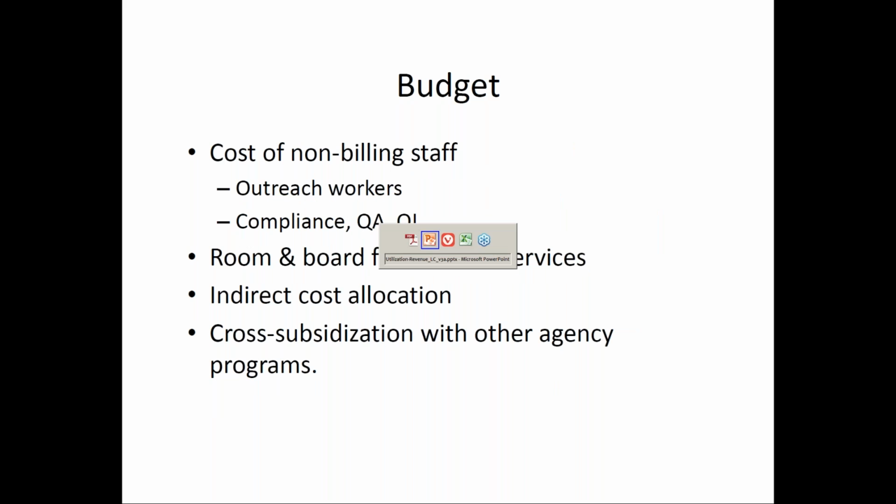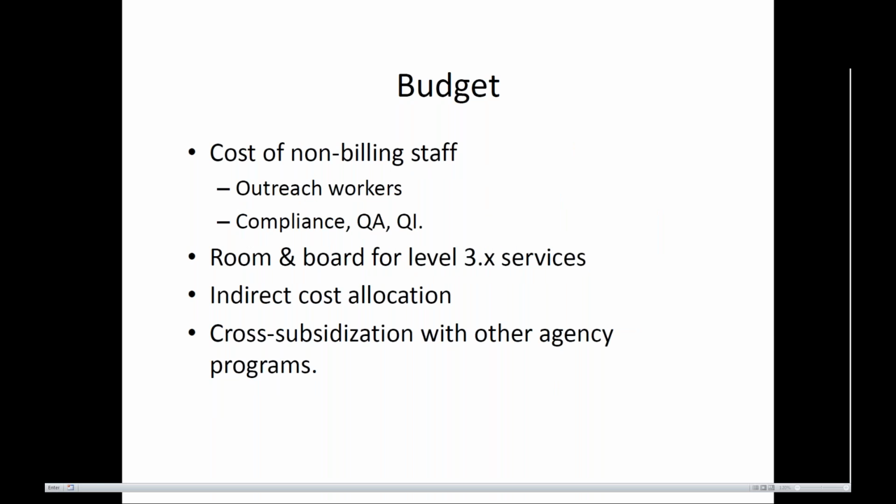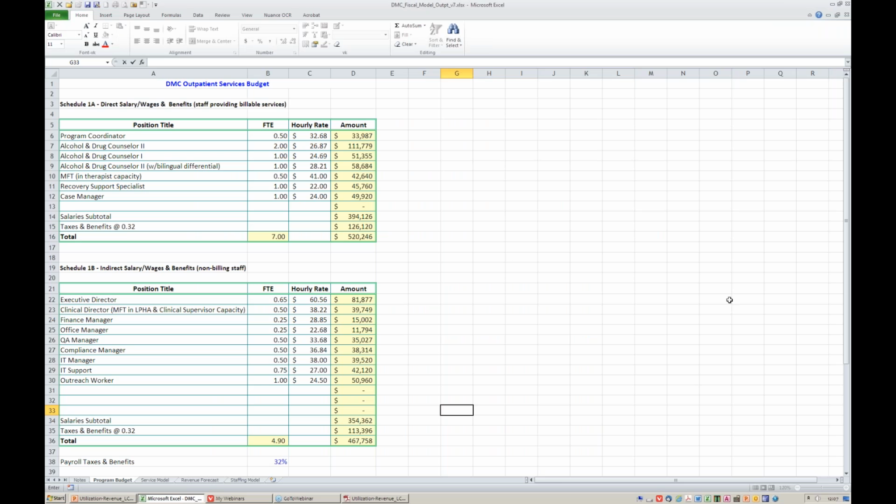Bear with me as I now go to Excel. So here's the budget. This is one which I did as a generic outpatient treatment model, based on actual provider budgets, although from the Bay Area, not LA. I'd be happy to put in some LA specific numbers. So first off, the first one is direct salaries for staff providing billable services.